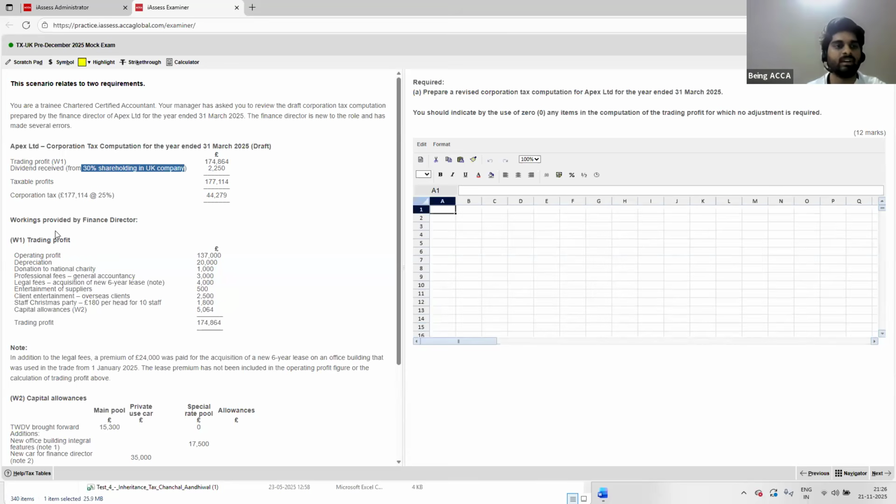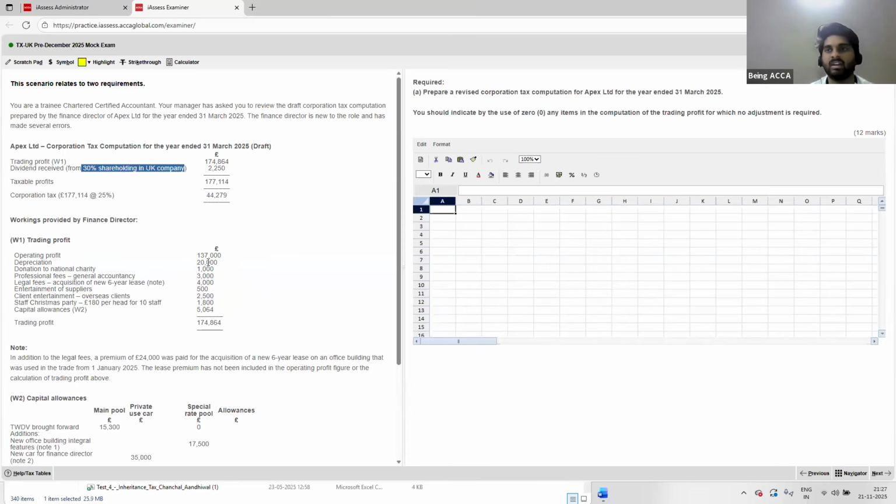All right. Now let's move on to the next part of the workings that are provided. The trading profit is calculated as follows. The operating profit is 137,000. The depreciation is 20,000. Donation to national charities 1,000. The professional fees, general accountancy, has also been added back. So here we can see the operating profit, and these values have been added back in order to compute the trading profit that is used over here. But in this, we'll have to identify the mistakes that are there and correct them.